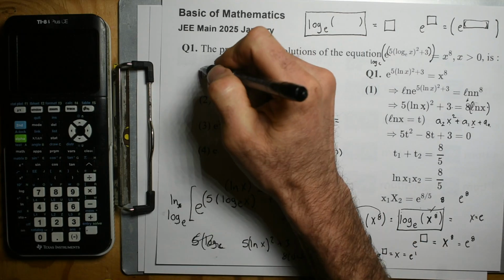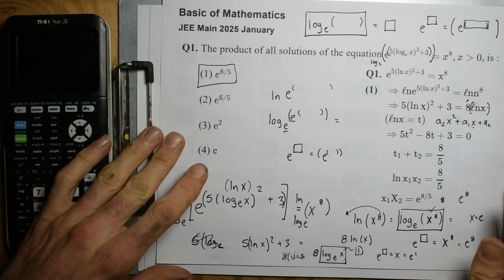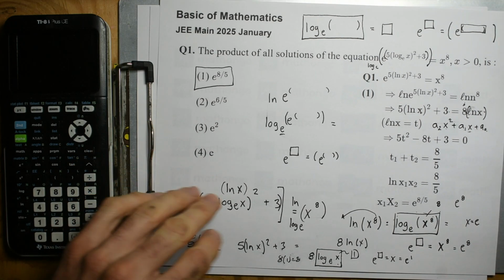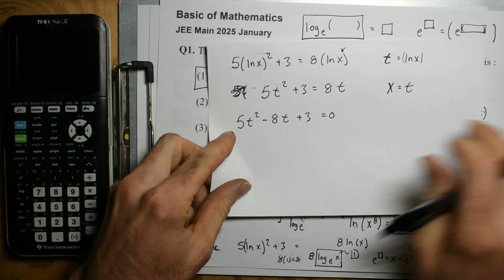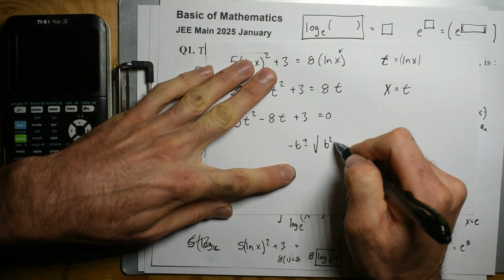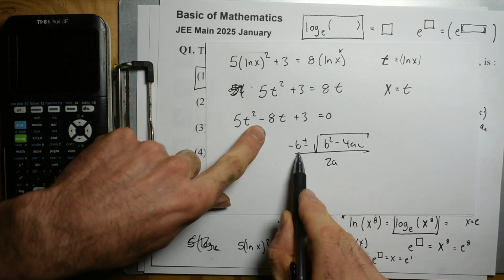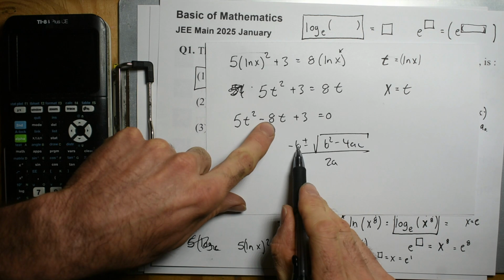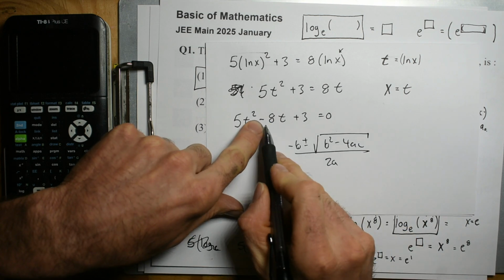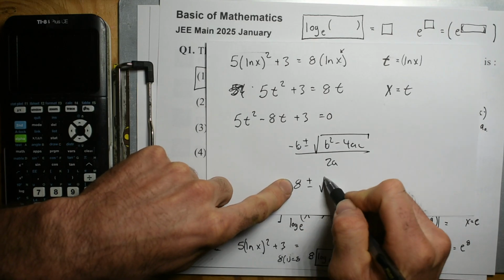The answer to this problem is e to the 8/5, and I think we did a good enough job of going through that. If you got this quadratic equation, you could just do negative b plus or minus the square root of b squared minus 4ac all over 2a. So let's do that fairly quickly. This is going to be 8, because b is negative 8, and negative of negative 8 is positive 8. Hell yeah. Plus or minus the square root.